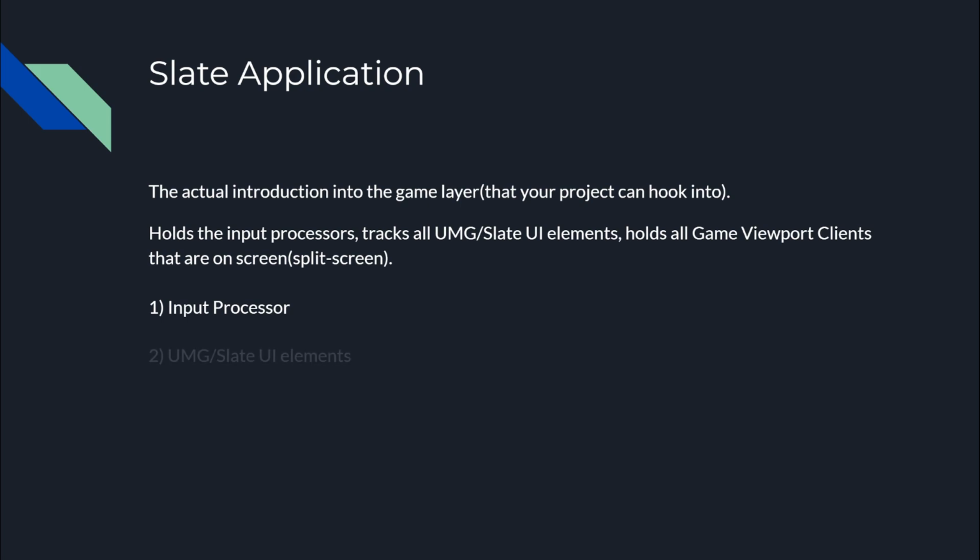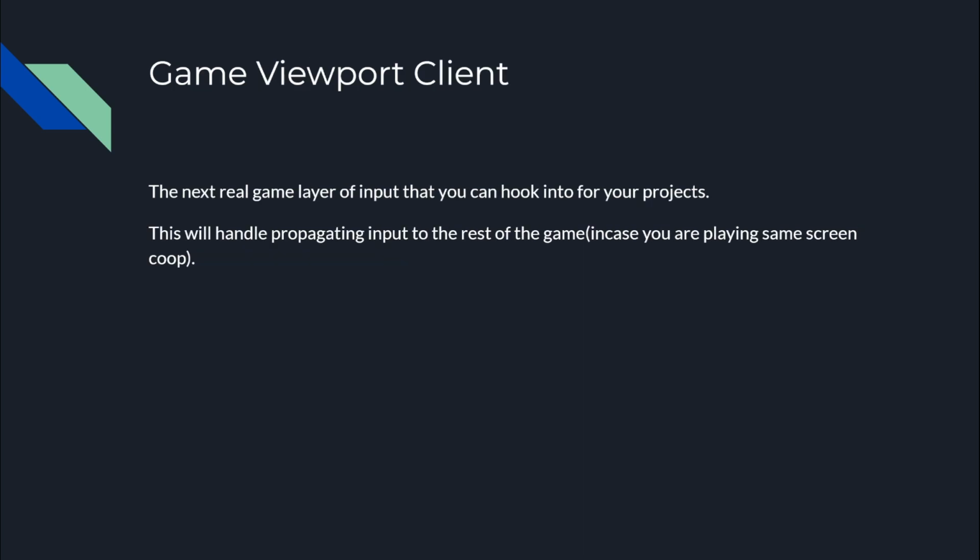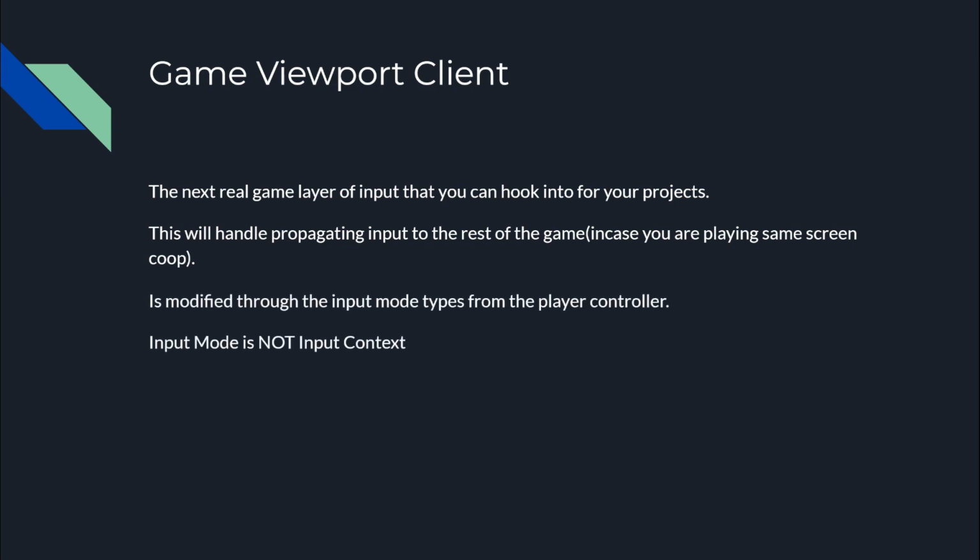So the input processor, then the UMG elements, and then the game viewport client that cause the input. This is to account for split screen, so that was just me doing a run through of the steps: input processor, then UI, then game viewport client. So the game viewport client, that's the real game layer of input that you can hook into for projects. This propagates input to the rest of your game in case you are playing like same screen co-op as well. It's modified through the input mode types from the player controller, and input mode is not input context. Input context is basically the gamepad or touchscreen or keyboard and mouse.